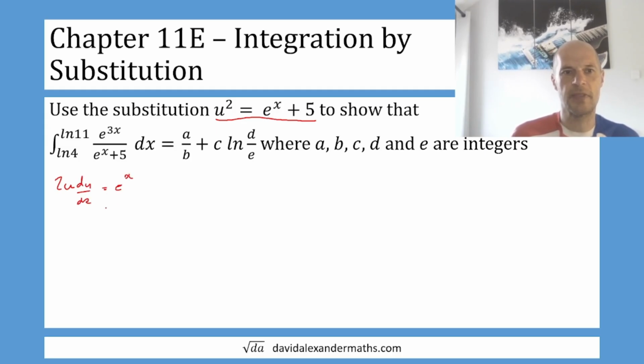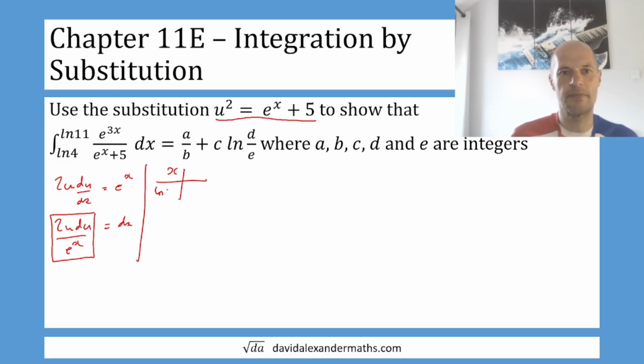And again, if I just switch the e to the x with the dx, I get 2u du over e to the x equals dx. So I'm going to replace dx with this stuff here in a moment. Let's also work out our limits. I'm just mindful of space here. So the x limits are ln 11 and ln 4.